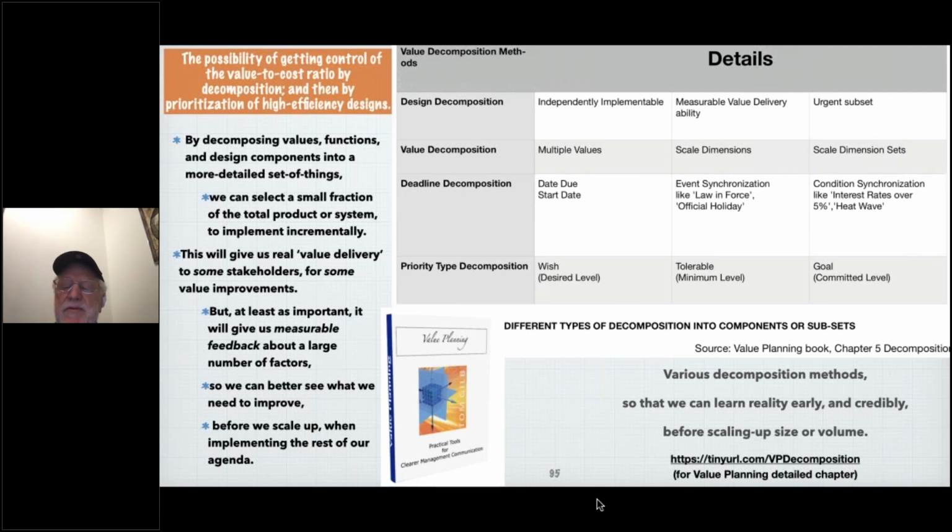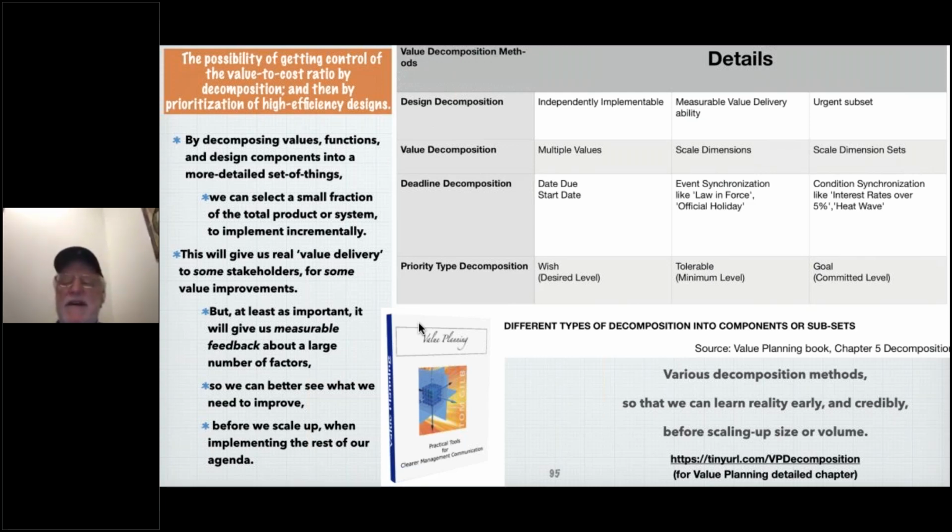I have a chapter in my value planning book, which is a mere 700 pages. The British Computer Society declined to publish the book on the grounds that it was too long. I hate to think somebody said don't publish the Bible because it's too long, but fortunately nobody did that. But I'll give you a free chapter on decomposition of a mere 60 pages if you want to go into depth about decomposition. You'll find things like these are just some of the decomposition methods.